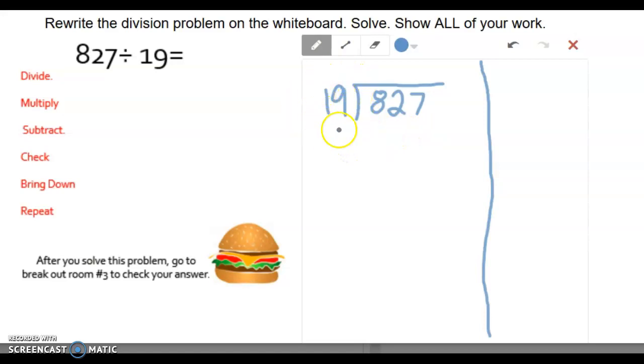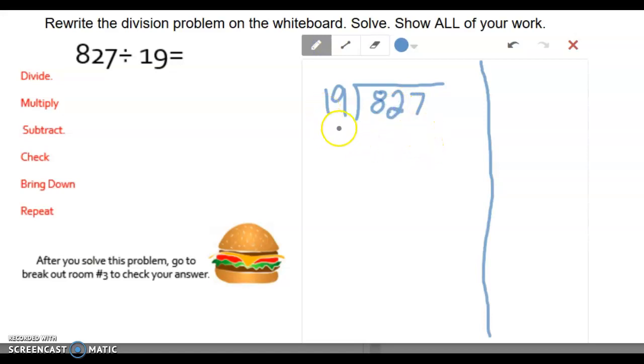Now, I'm going to take a look at 19. I don't know my 19 facts. I'm sure you don't know them off the top of your head, so that's why we want to use the trial and error method. So let's see, can we put 19 into 8? No, we can't do that. That's 8's too small. Let's move on to the next digit. How about 19 into 82? Sure, we can do that. All right. Oh, let me fix my 2 here.